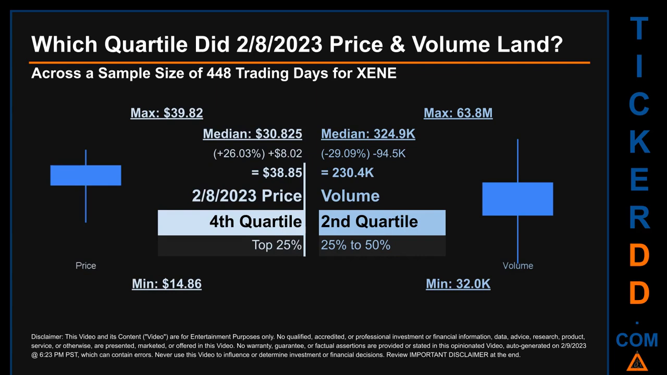Quartiles tell us about the spread of a data set by breaking that data set into quarters, just like how the median breaks the set into half. Descriptively, XENE has a median price of $30.825. Therefore, the 8th of February 2023 price was higher from that middle marker by 26.03%. The day's volume of 230.4 thousand was less than the median by 29.09%.